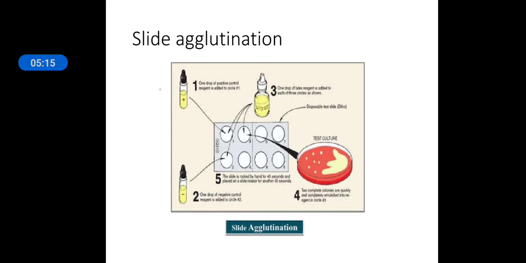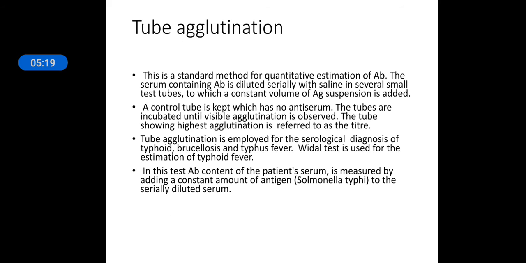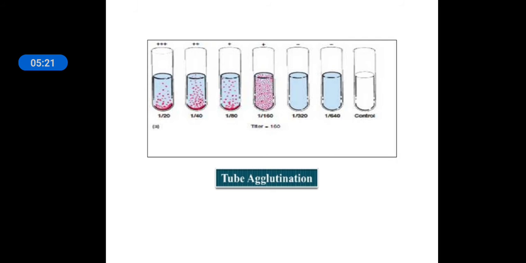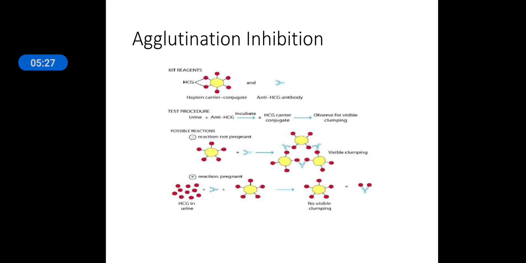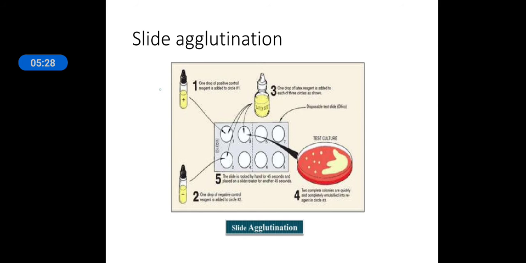There are different types of agglutination reaction. We can perform it on a slide, or you can perform it in a tube, and there is also something called agglutination inhibition and passive agglutination test. Slide agglutination is what we do in the blood grouping system, that is the hemagglutination reaction.